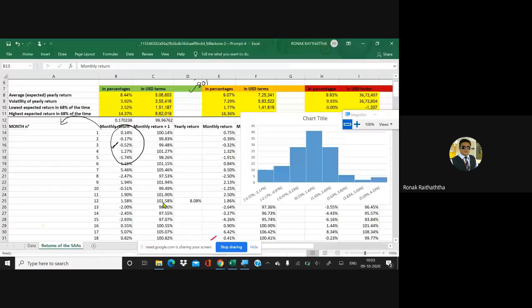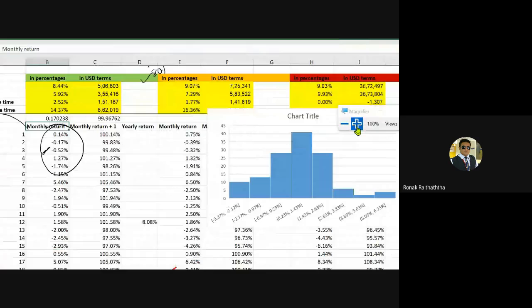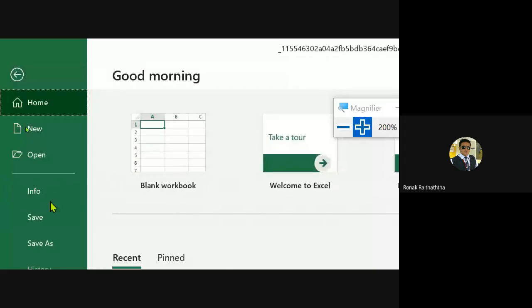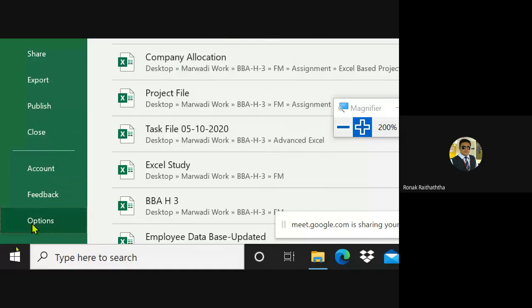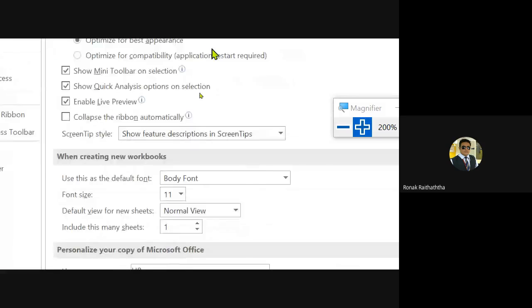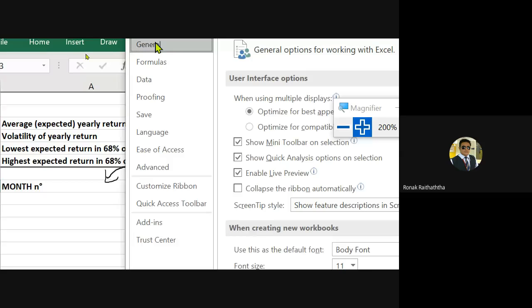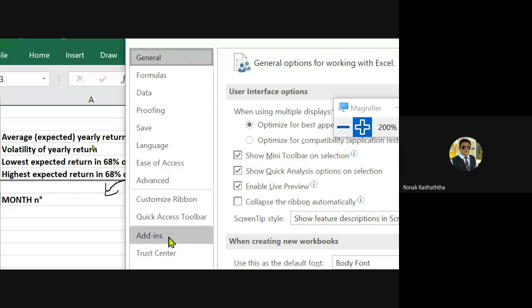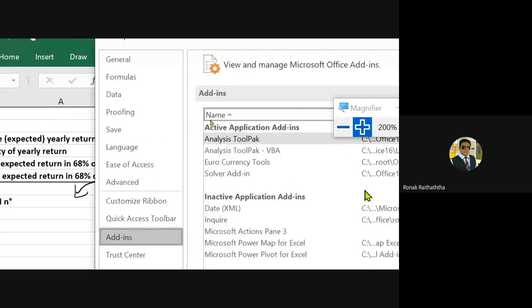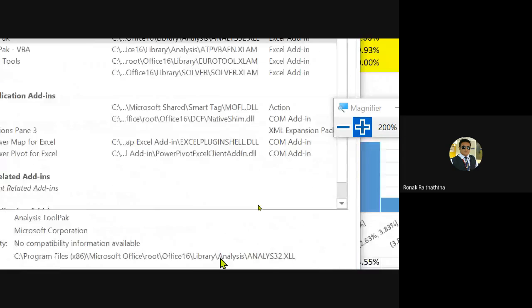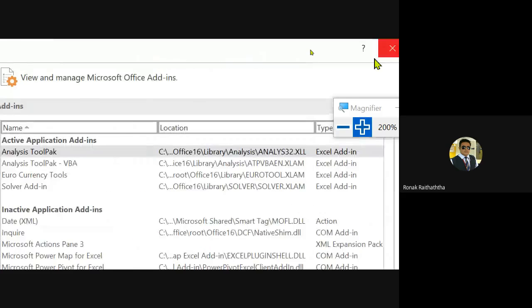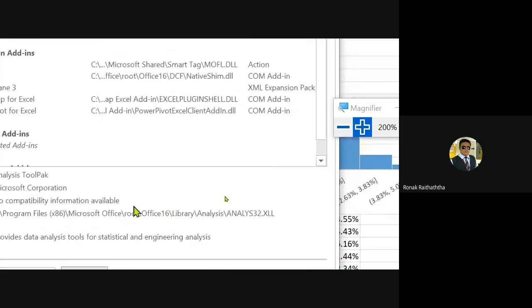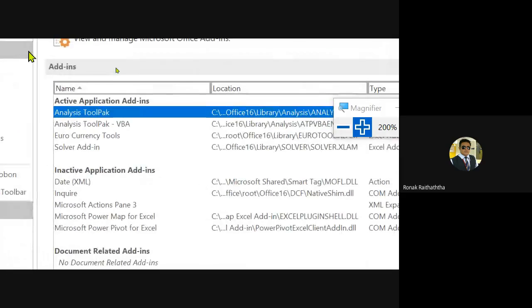In case you are unable to, I will explain how to add that function. You can go to the file tab and from there go to the Excel options. In the options you must be able to see the add-ins over here. Click on that, and in add-ins you must be able to see the data analysis tool pack. Once you see the data analysis tool pack there, then click on it.